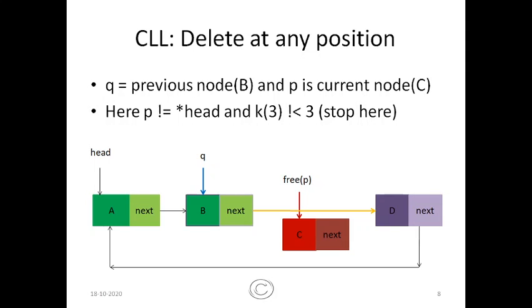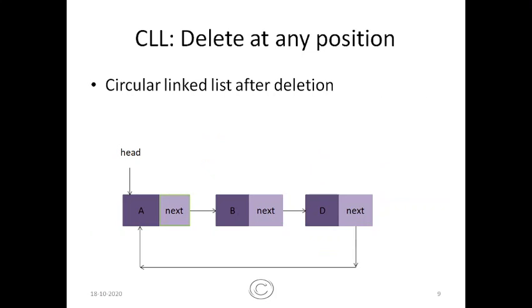And then finally we will free P. Okay, so after deletion, the circular list will be like this: A pointing to B, next address of A is equal to B, and B next address will be D, and D next will be pointing to the head address that is A. So thus the deletion has been completed.